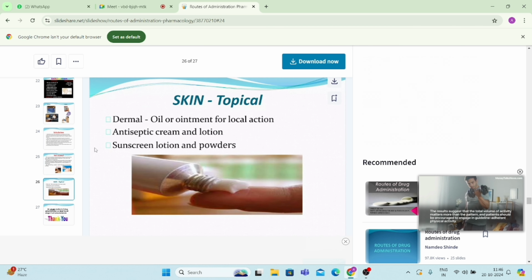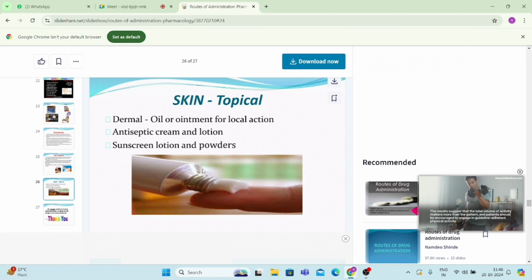Now coming to topical. Topical in the sense what? Applying on the surface of the skin. So what things can you apply on the skin? One is dermal, that is meant for applying oil or ointment, creams, lotions. For example, you can go with sunscreen lotions and even powders.